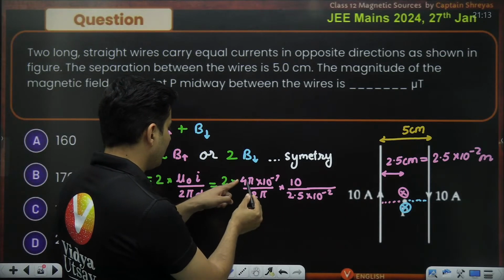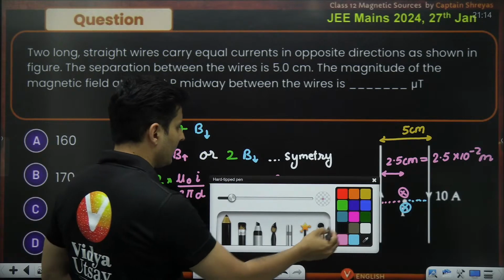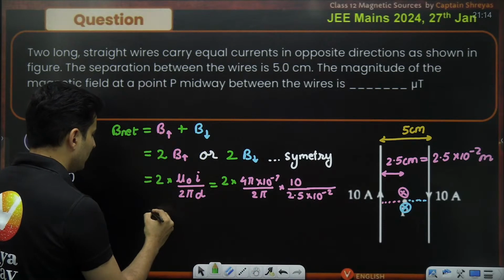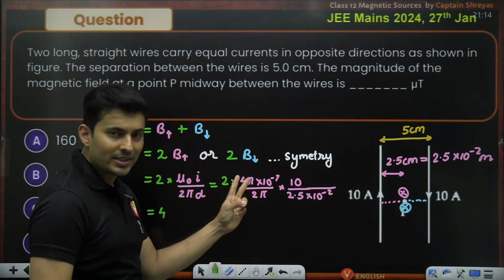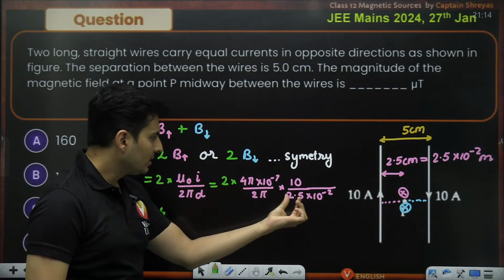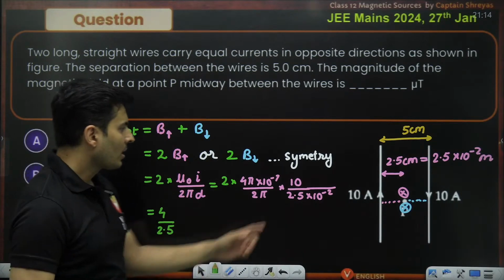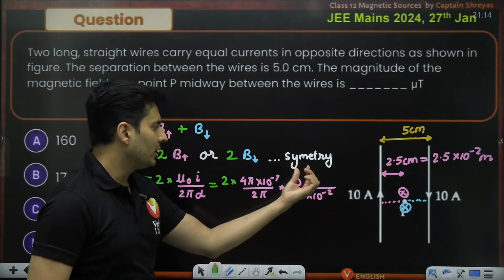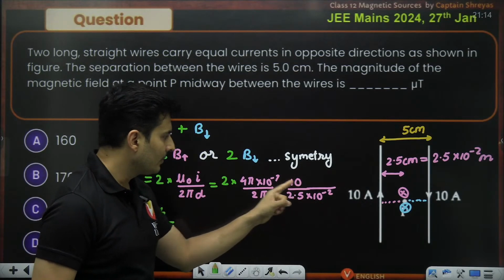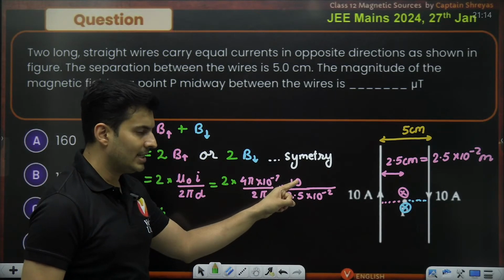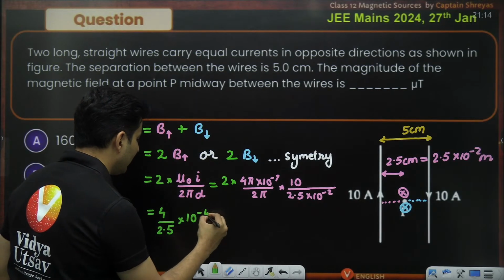So what will happen, guys? 4 pi and 2 pi will cancel. It will become 2. 2 into 2 is basically 4. Just check this out. 2 pi and 4 pi cancelled, 2 is remaining, 2 into 2 is 4. This 2.5 will be as it is over here. Now 10 raised to minus 2 on the top will become plus 2. Plus 2 and plus 1 will become plus 3. Minus 7 and plus 3 will become minus 4. So it will become into 10 to the power minus 4.